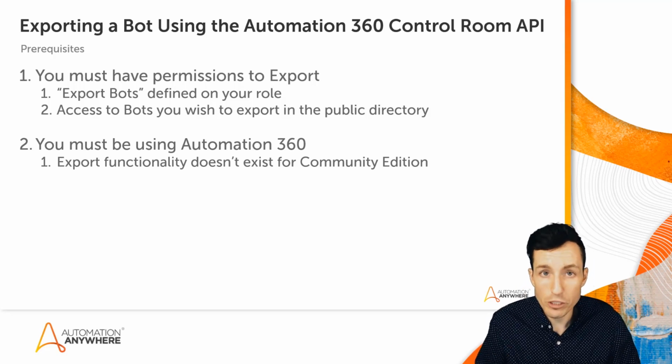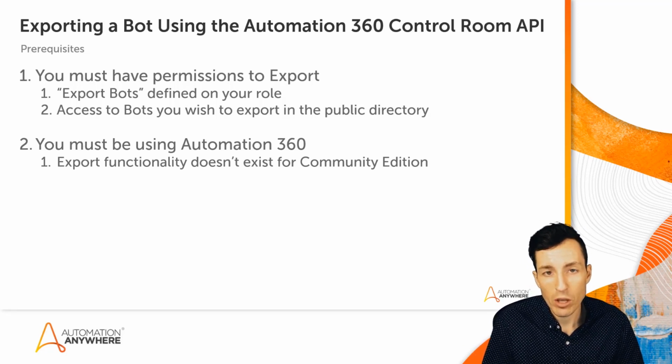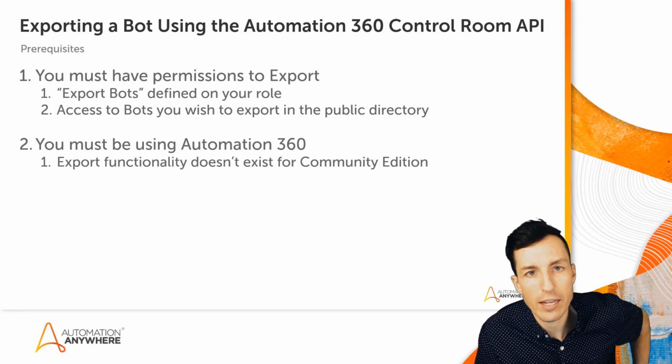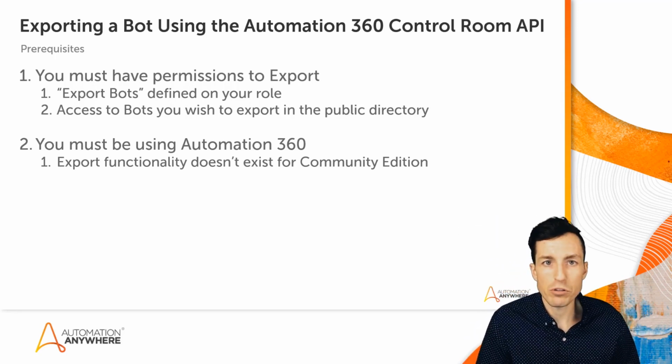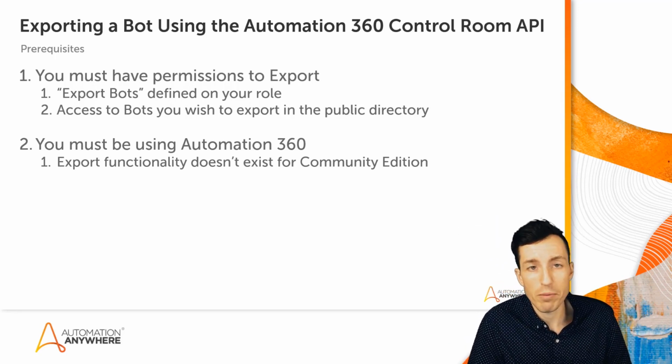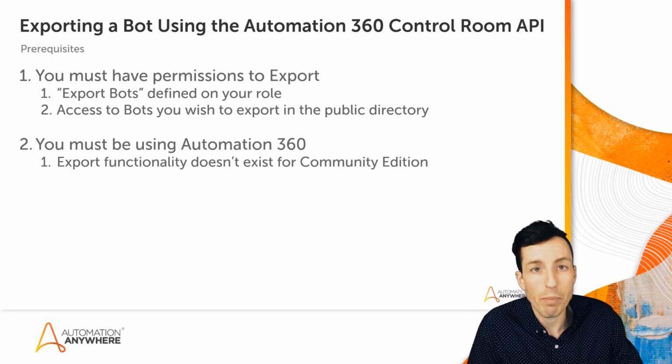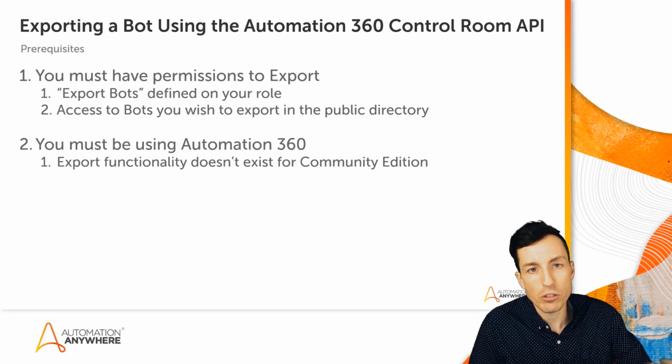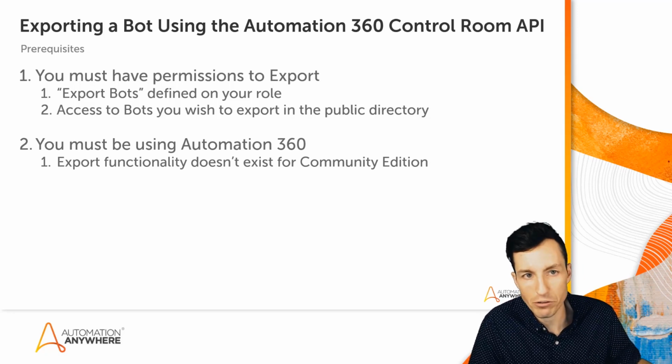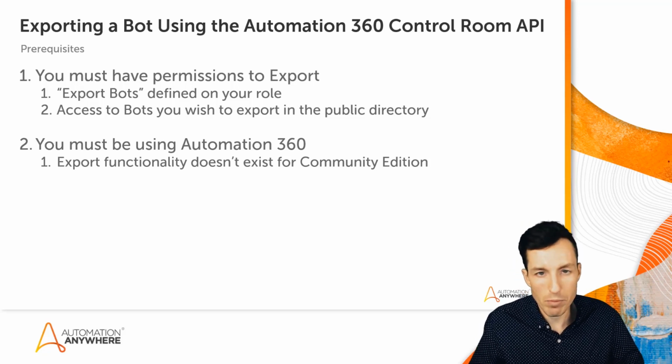Now, before we jump into this, why and where would you actually use this with a control room API? Well, a couple of cool use cases I can think of. First would be if I want to create a bot that's going to maybe export bots every night, right? Or every week. Maybe once a week, I'm gonna export all the bots from my control room. I'm gonna save them off into another directory for safekeeping. That could be a bot.